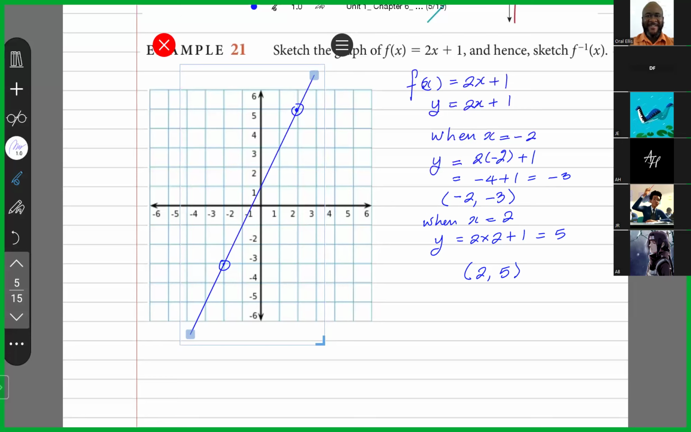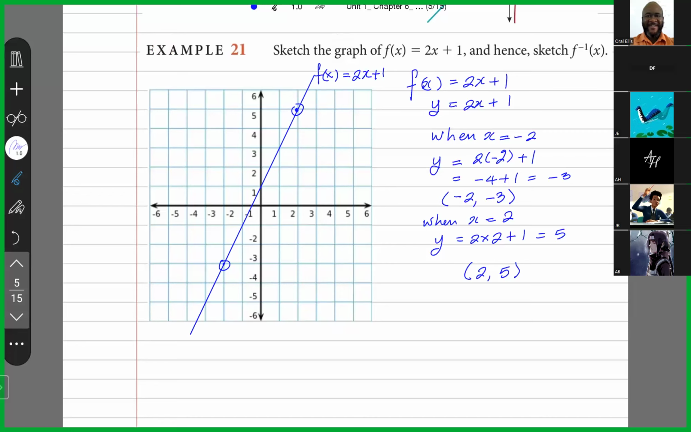Line them up with my ruler, draw a straight line through them. This is the graph of f of x is equal to 2x plus 1. All right, next I'm going to draw the graph of f inverse of x.